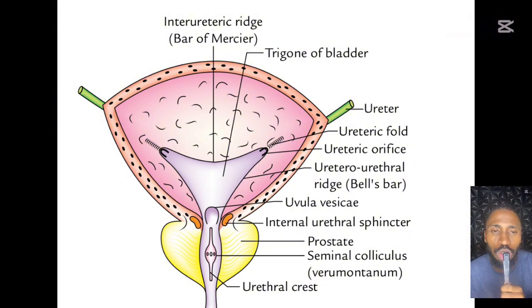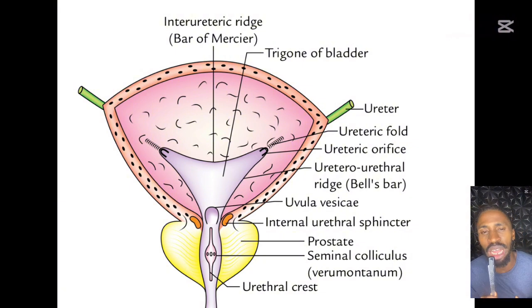And from the uvula vesicae to the upper part of the seminal colliculus in the urethra, the first part of the urethra, is called the preprostatic urethra, which we'll talk about in the urethra video. So don't forget it. We have two lines: the interureteric line of Mercier, or Mercier's bar, and the second one, the line joining the ureteric orifice to the urethral orifice, called Bell's bar. Don't forget it. And there's an elevation called the uvula vesicae. Don't forget it.